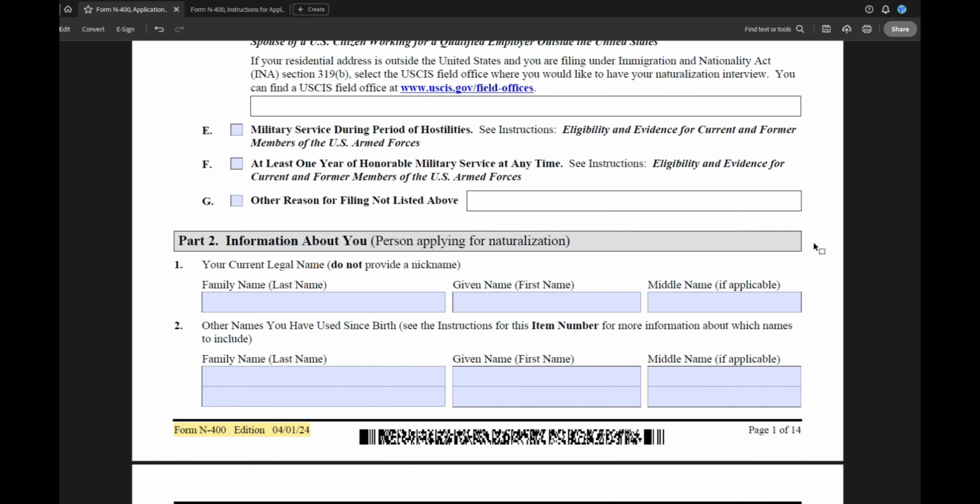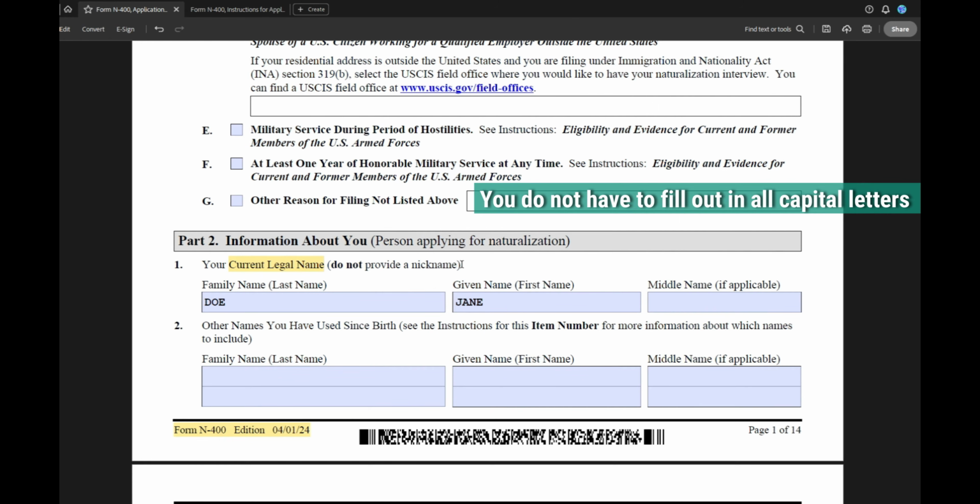Moving forward, provide your personal information, starting with your current legal name, as it appears on your birth certificate, your marriage certificate if you changed your name after marriage, your foreign passport, for example. Also, you do not have to fill out the form in all capital letters, but that's just personally what I prefer. In addition, if some parts of the form do not apply to you, you may write not applicable, N/A, or leave it completely blank.